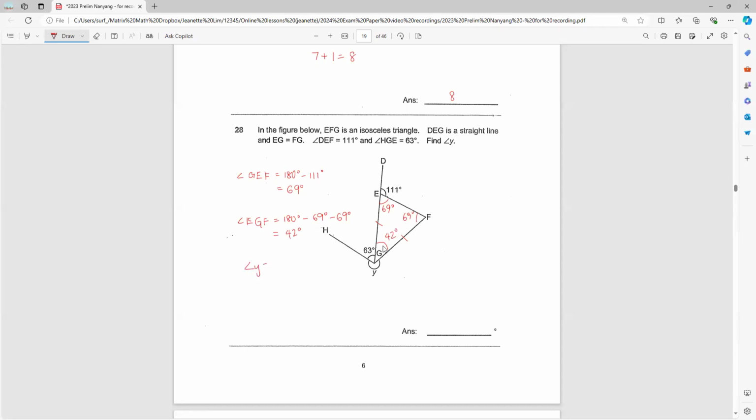So angle Y will be 360 minus 63 minus 42, which is 255 degrees. Okay, so answer 255.